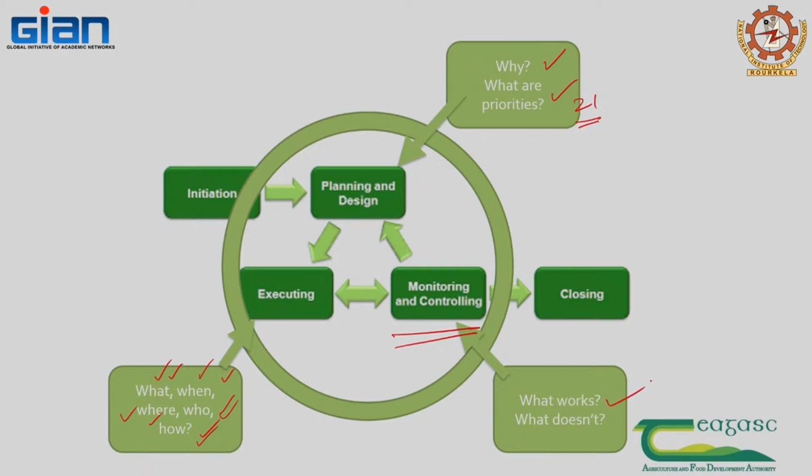Now once the model is done and execution is done, then what worked, what didn't work. What worked becomes a best practice. What didn't work, you improve that particular work. So there is always continuous improvement. Remember, those who do work, they only make mistakes. Those who don't do any work, they don't make any mistakes.